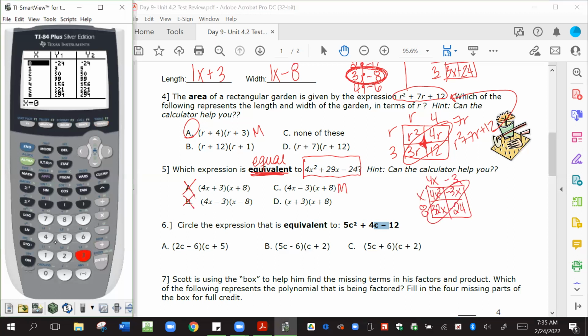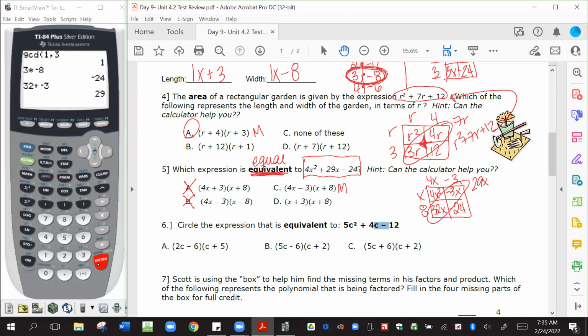I can go 32 plus negative 3. So I get a 29. So I have 4x squared plus 29x minus 24. Looks perfect.